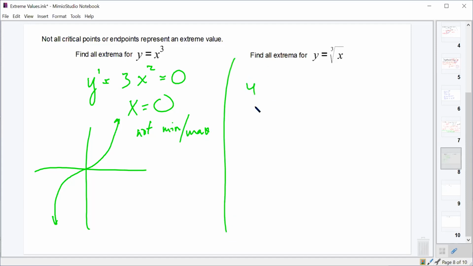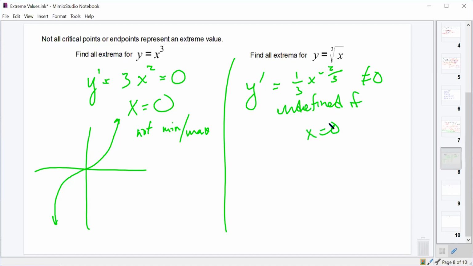What about this one? What's y prime? 1/3 x to the negative 2/3. It never equals 0, right? But it's undefined if x is 0, because I can cube root any number, positive or negative. So this is just undefined if x equals 0.